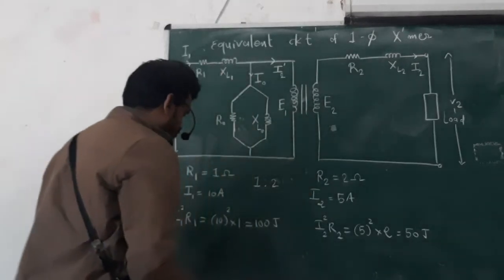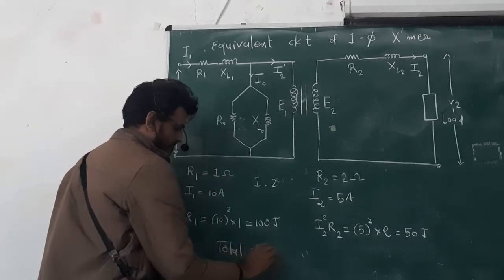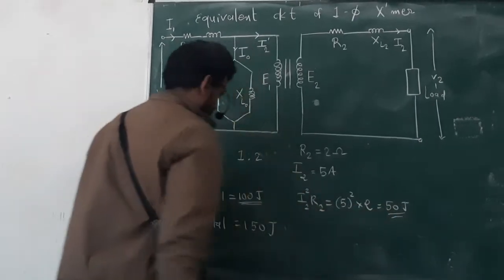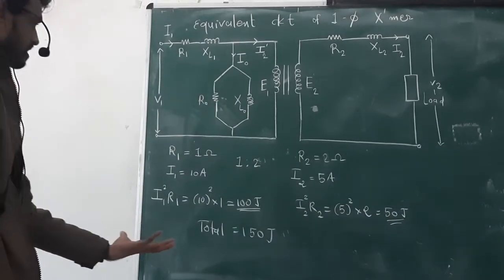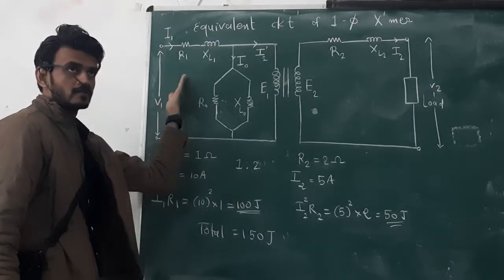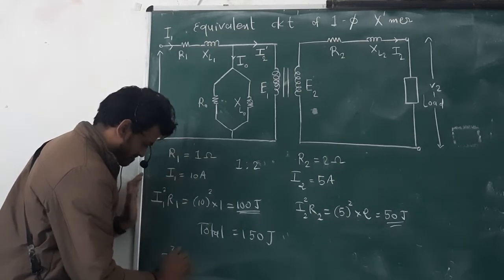So what is the total energy? 150 joule: 100 this one, 50 this one. Now, if I want to transfer this resistance to this side, then that will happen with I1 square R1.